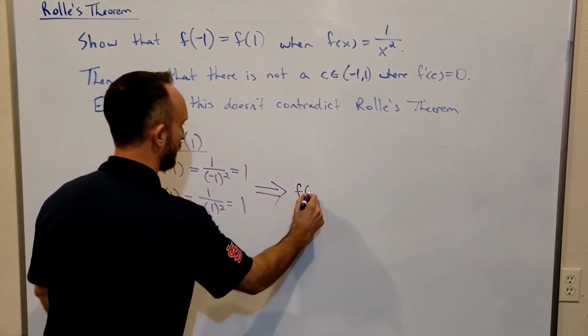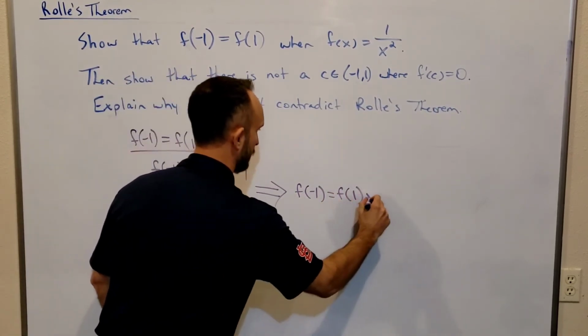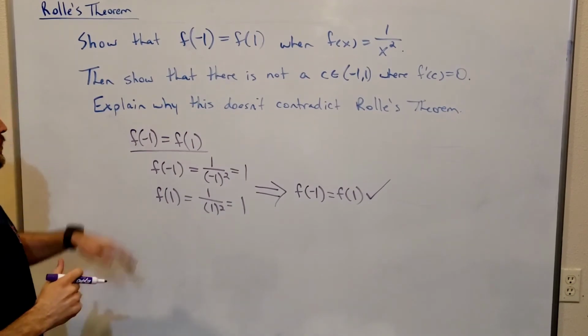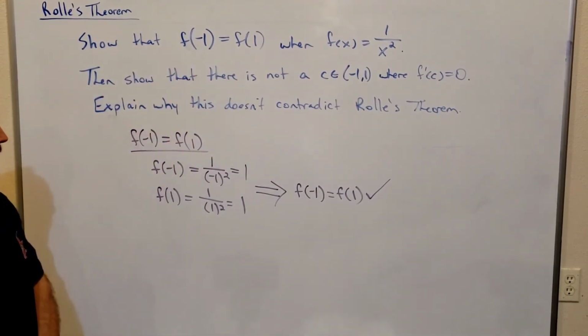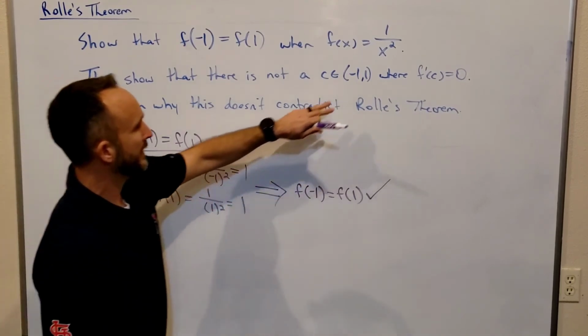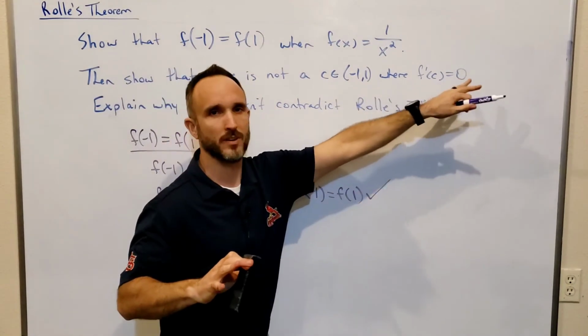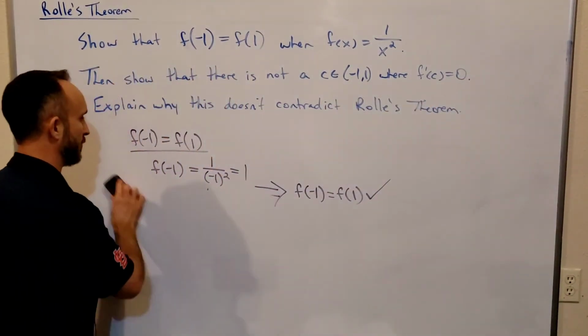Therefore, f of negative 1 equals f of 1. Okay, that's good. We've shown the first part of the problem. But now we're going to show that in this open interval, we can't find any numbers for which the derivative of the function equals 0.